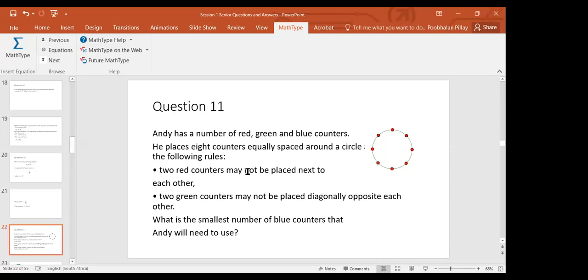And we're finished with that. Two red counters cannot be placed next to each other. Two green counters may not be placed diagonally opposite each other. Two green counters should not be directly opposite each other. So let's just look at that again.